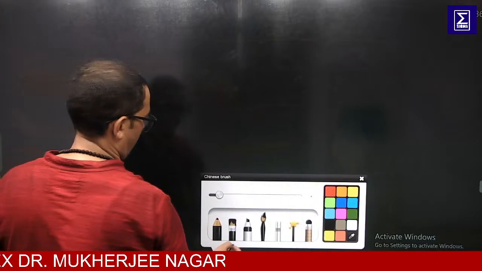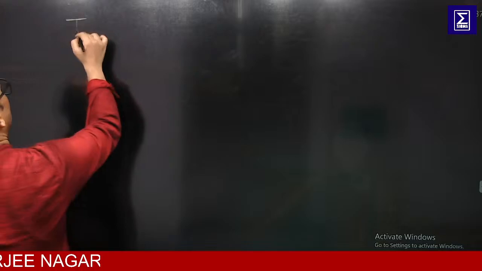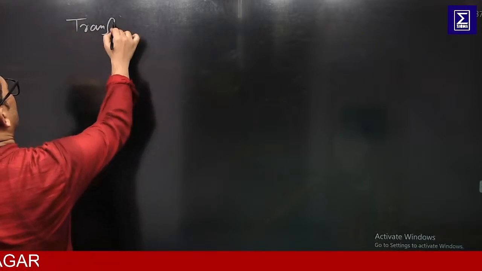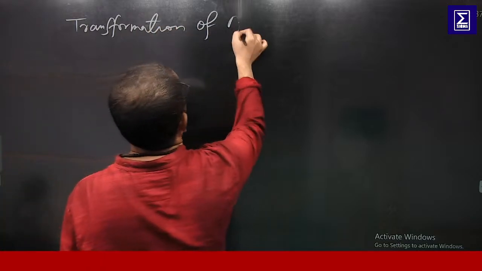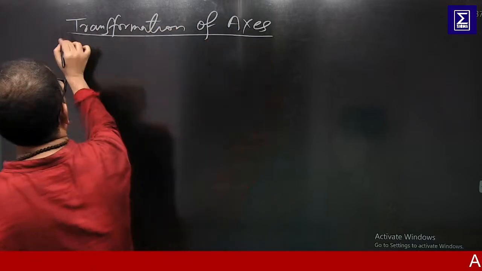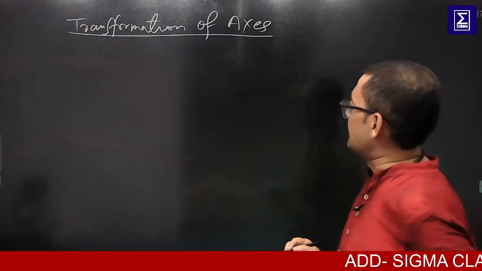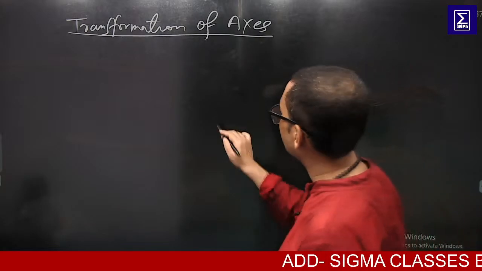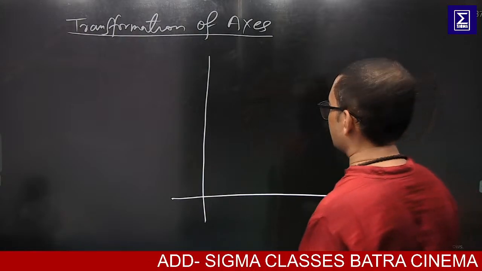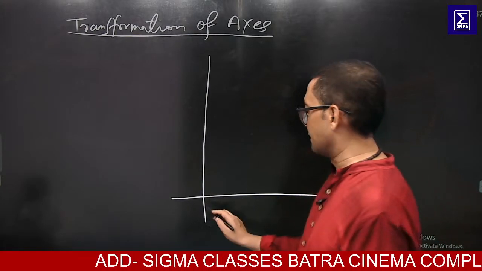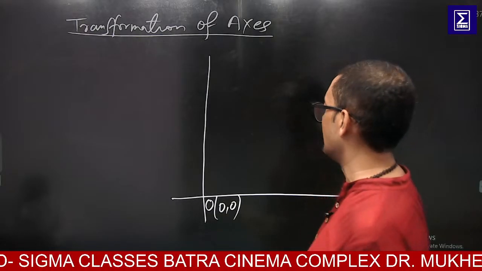Now let's talk about the transformation of axis. Okay. So transformation of axis, what is this? So this is x coordinate axis with origin O. The coordinates of origin is 0, 0.